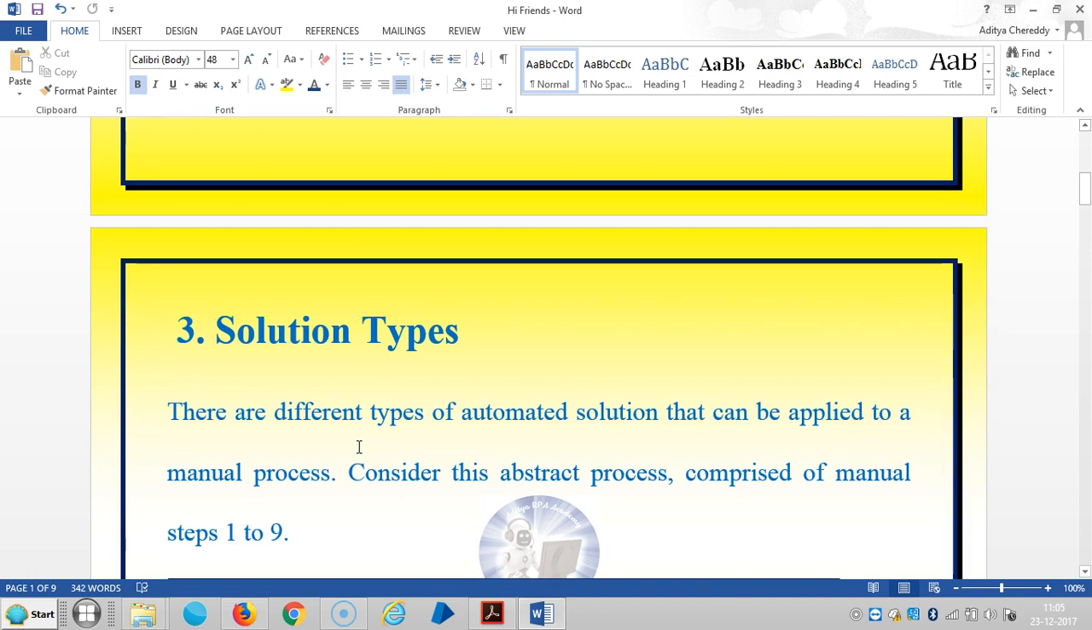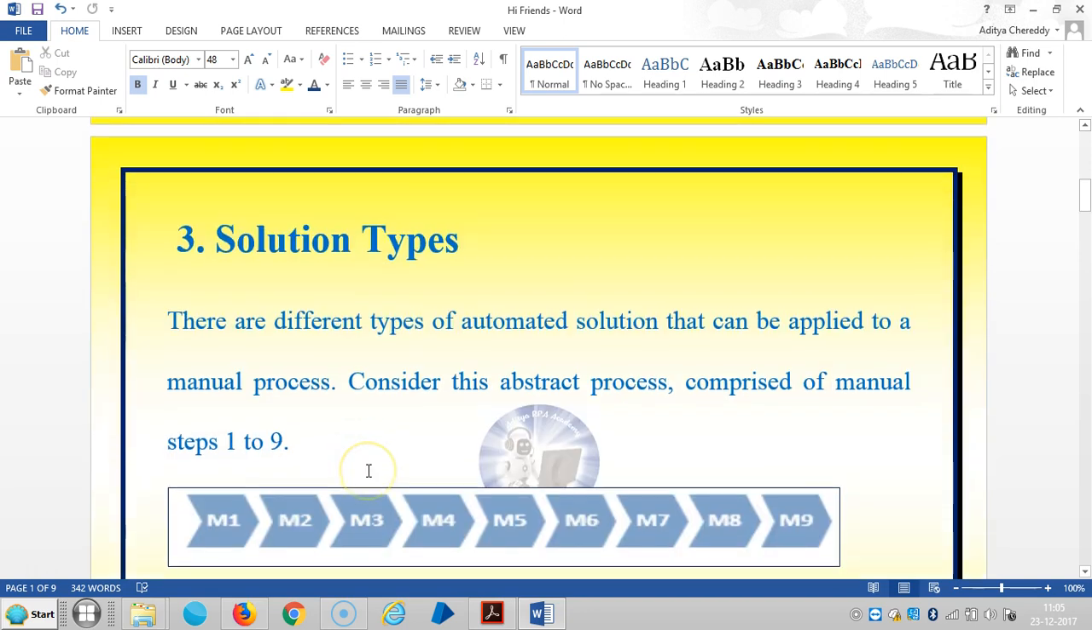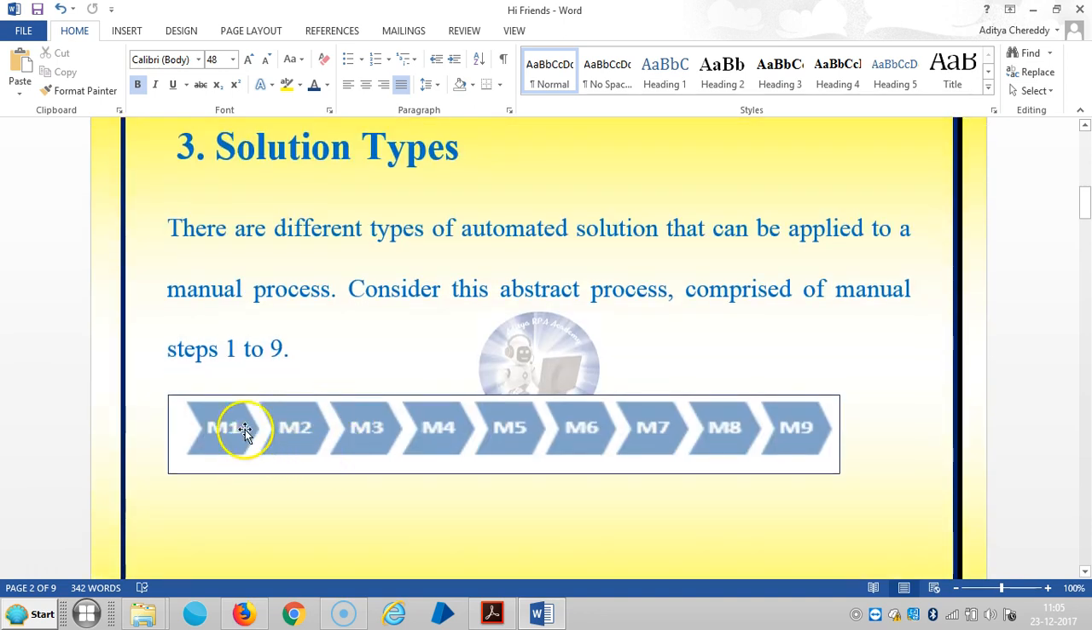So we'll see what exactly we are going to automate, and in the solution types there are different types of automated solution that can be applied to a manual process. Consider this abstract process comprised of manual steps from 1 to 9. If you observe here, it has 9 consecutive manual steps, where M stands for manual: M1, M2, M3, M4, M5, M6, M7, M8 and M9.